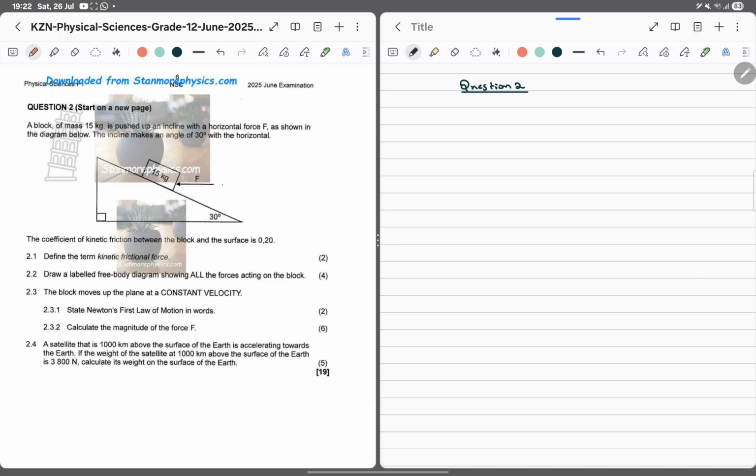Now question 2 reads, a block of mass 15 kilograms is pushed up an incline with a horizontal force F. Not quite a common situation, but if we look at the structure itself, as we can see, this force will perhaps transmit to that point. Now, as this force is applied in that manner, this means this edge of our block will end up aligning with that point like that. So obviously, this block is expected to move up like that.